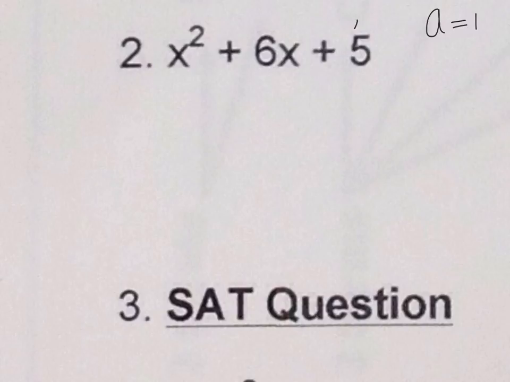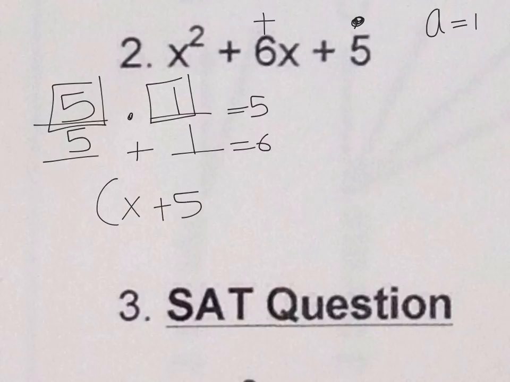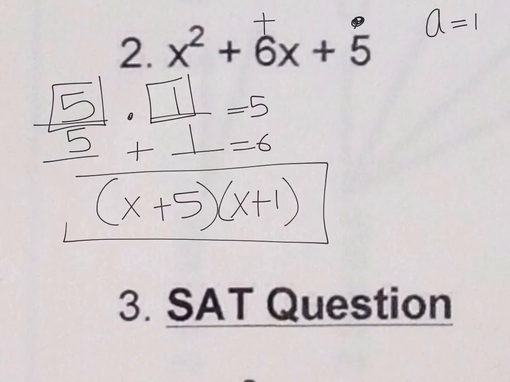So I need 2 numbers that multiply to give me 5 and add to give me 6. What are they? Now what multiplies to give me 5? 5 times 1 is 5. 5 plus 1 is 6. So there you go, I'm done. So then my 2 factors are x plus 5 and x plus 1. And that is my factored form.